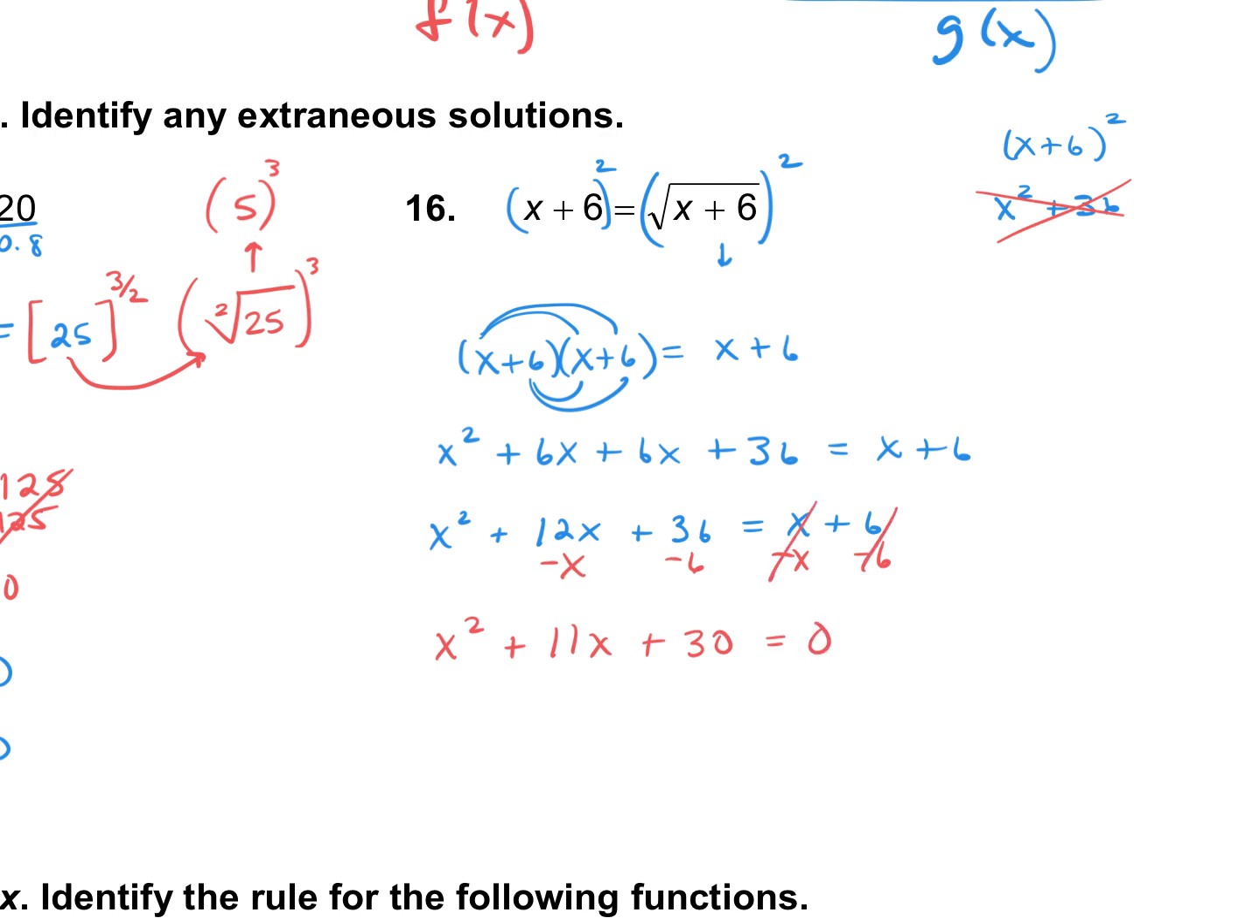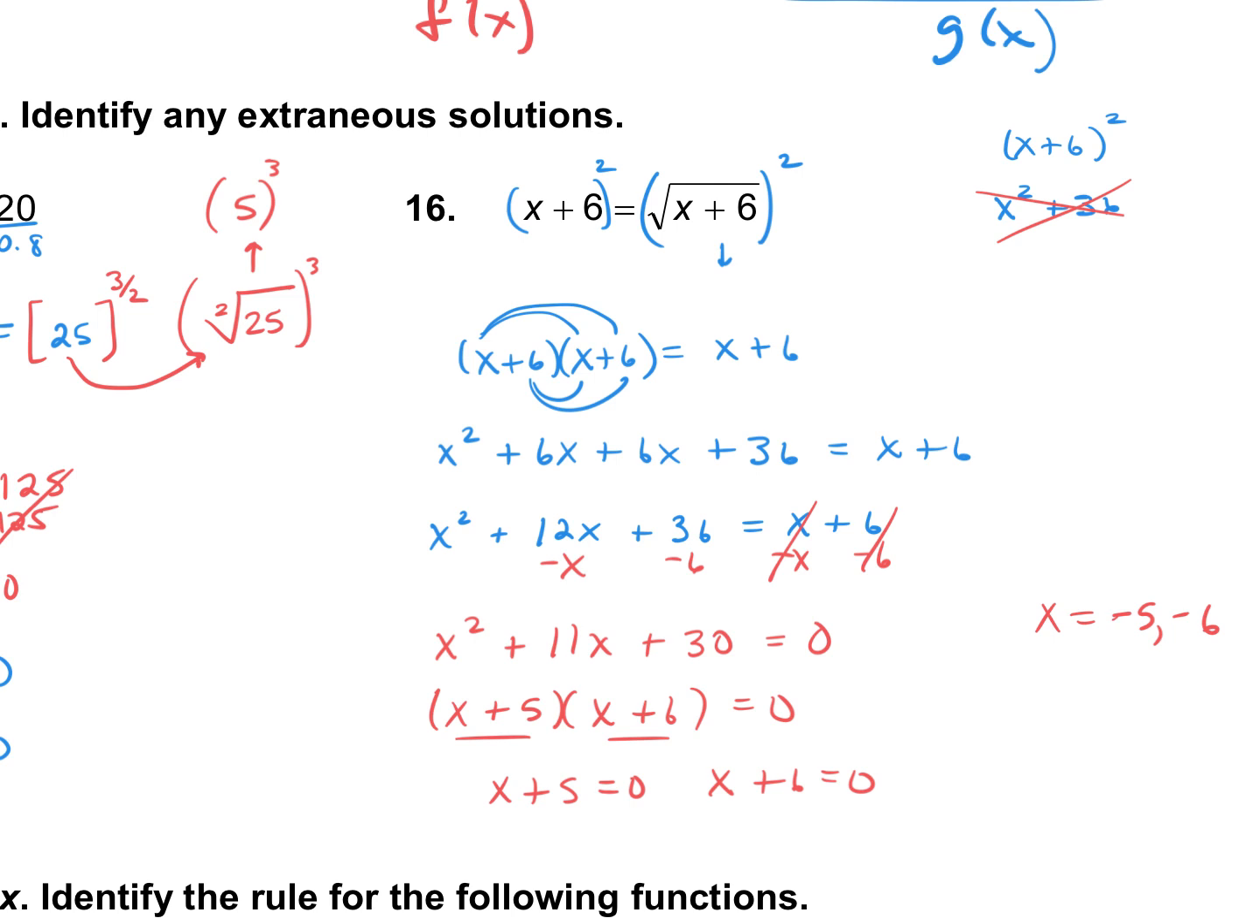Okay, so here's our equation. Factoring or quadratic formula. You know I'm going to factor this because to me that's easier. Do we have factors of 30 that add up to 11? Yep, those factors are just a 5 and a 6. So (x + 5)(x + 6) = 0. The zero product property lets us set our factors equal to 0 and solve. So we're getting x = -5 and x = -6.